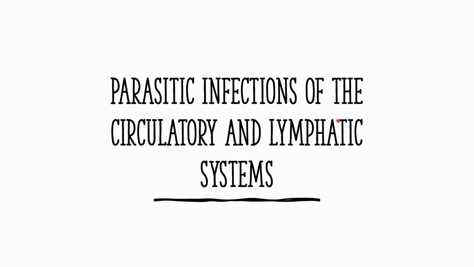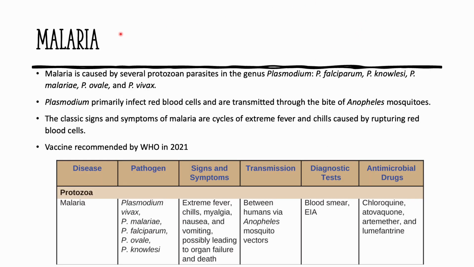And finally, we're going to talk about a few examples of some parasitic infections of the circulatory and lymphatic systems. First off, we have malaria. And malaria is the name of the disease, and what is causing malaria is infection with a protozoan parasite from the genus Plasmodium. Most often, that parasite is going to be Plasmodium falciparum, but it can also be other types of species within the genus Plasmodium as well.